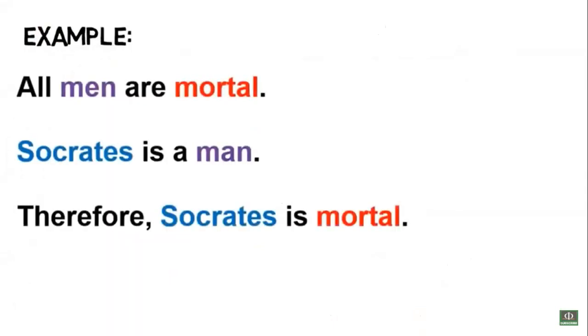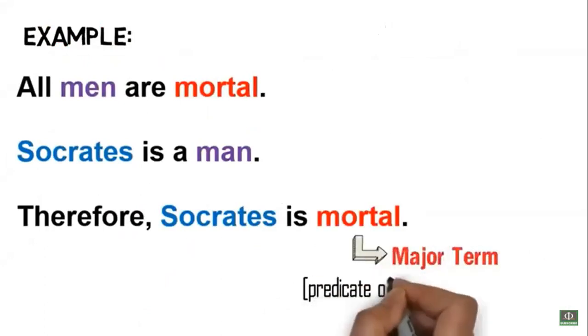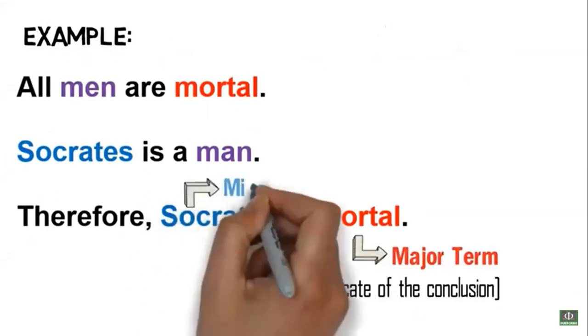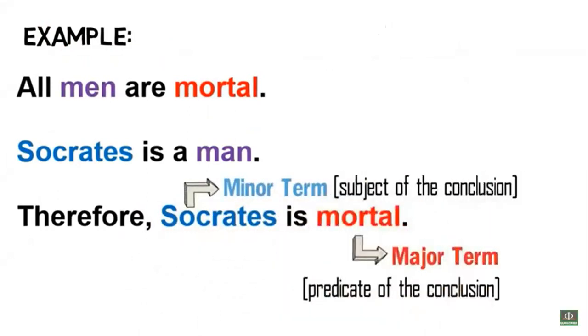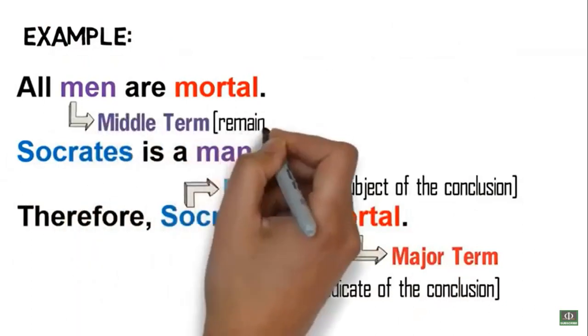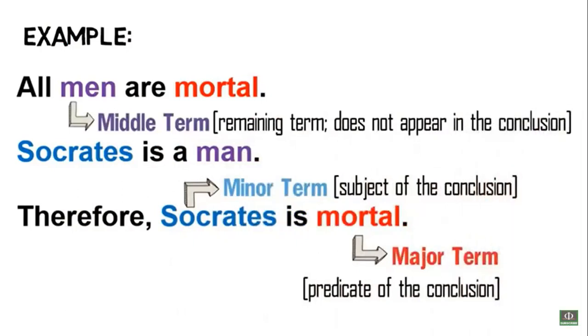Looking back at the example, then we know that the major term is mortal because it is the predicate of the conclusion. And the minor term is Socrates because it is the subject of the conclusion. The middle term is man or men because it is the remaining term and which does not appear in the conclusion. As we can see, the major term is in red color, the minor term in blue, and the middle term in purple.